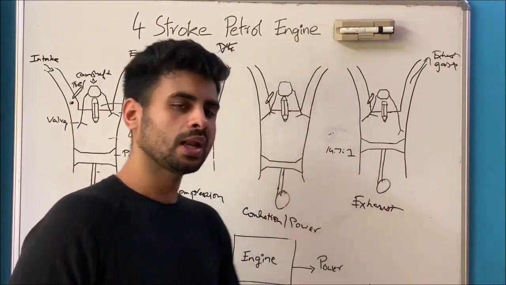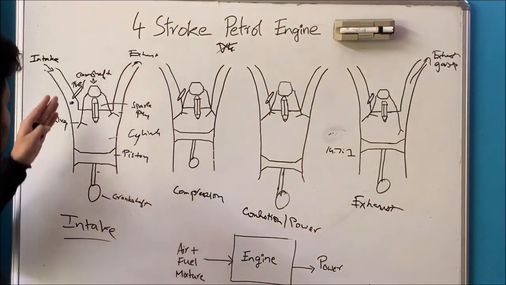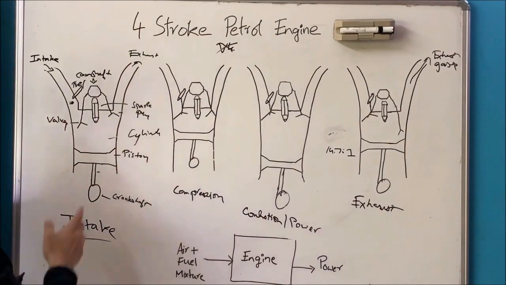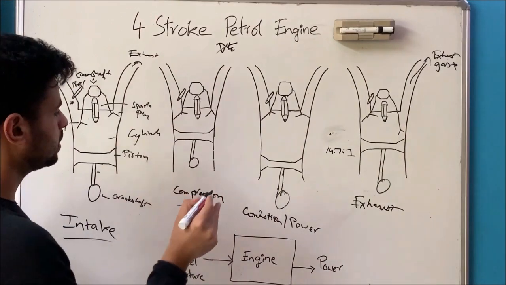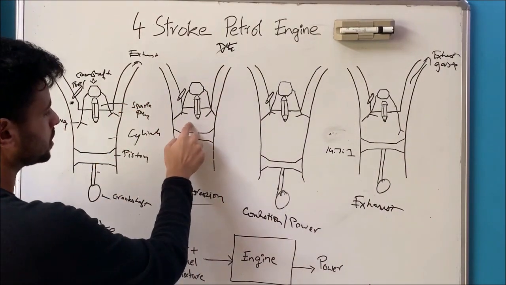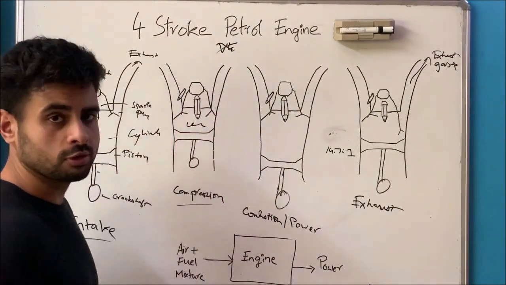Just to recap one last time, stroke 1 is the intake. The inlet valve opens, the air-fuel mixture fills up the cylinder, which causes the piston to go down. Second stroke is compression. The piston is down, both valves are closed, and the air-fuel mixture is here. So we bring the piston back up to compress the air-fuel mixture.